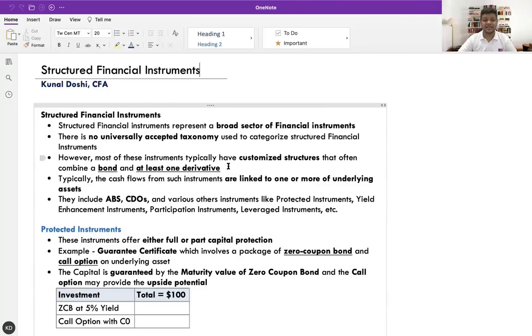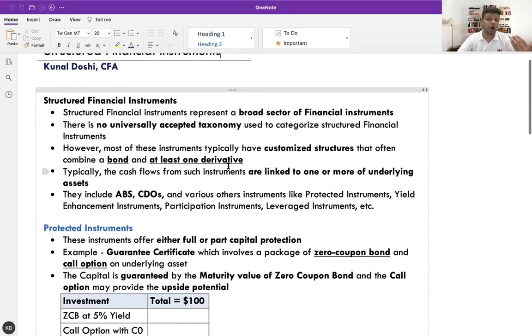Structured finance instruments represent a broad sector of financial instruments. There is no accepted taxonomy. There is no defined thing for a structured instrument. However, most of these instruments typically have a customized structure, and more often they have a bond and a derivative product. Most of these products have a bond or even an equity in many cases. But since we are understanding fixed income here, our focus is bond. So they may have a bond and a derivative instrument like a call or a put option.